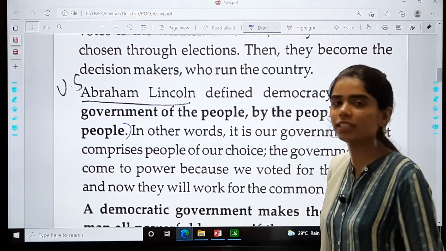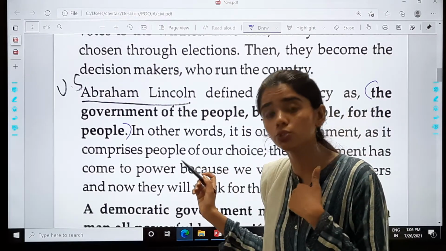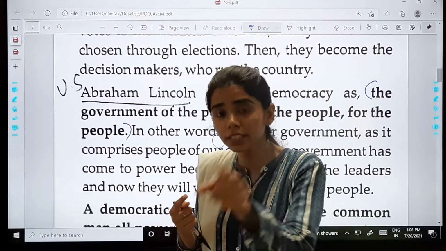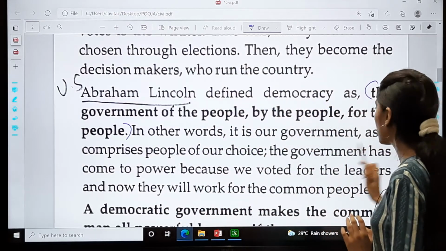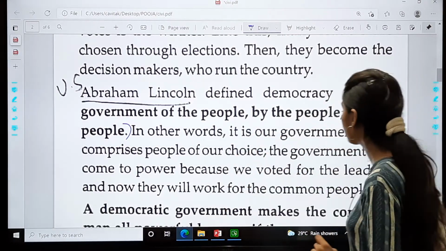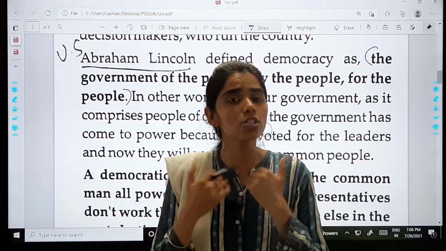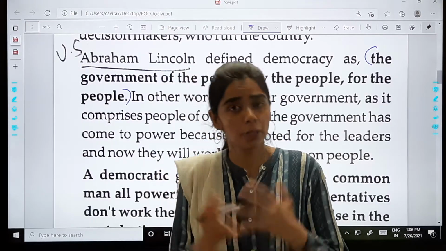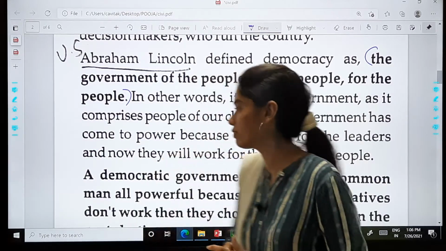In other words, it is our government as it comprises people of our own choice. We have chosen them. We have given them votes. We were the ones who selected them, yes, they should represent us. So, this is what democracy is all about. The government has come to power because we voted for the leaders and now they will work for the common people. Okay, why did they come to power? Because of us. We gave them votes. Okay, BJP is the ruling party. How? Because we have given them votes. Clear? So this way the democracy works.